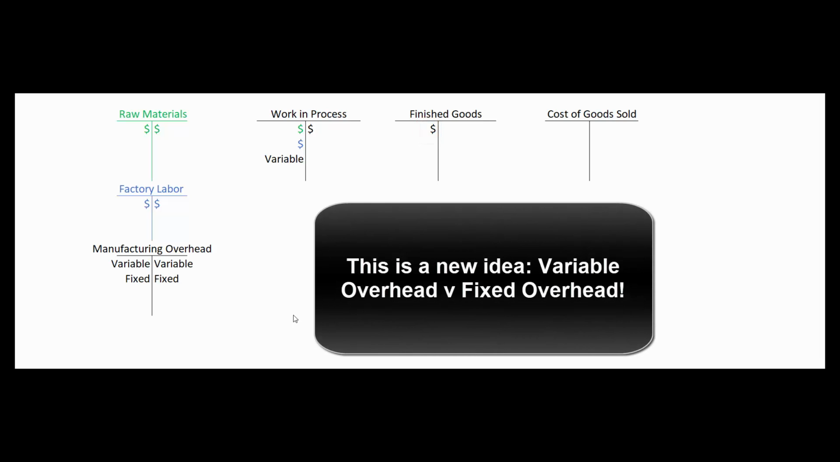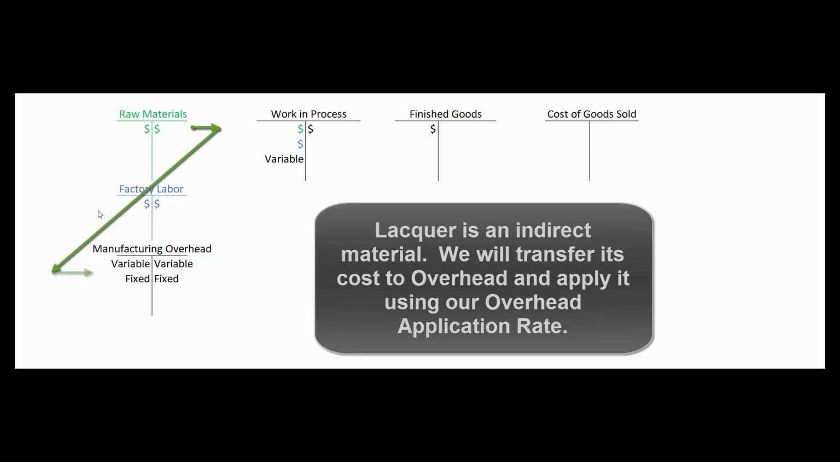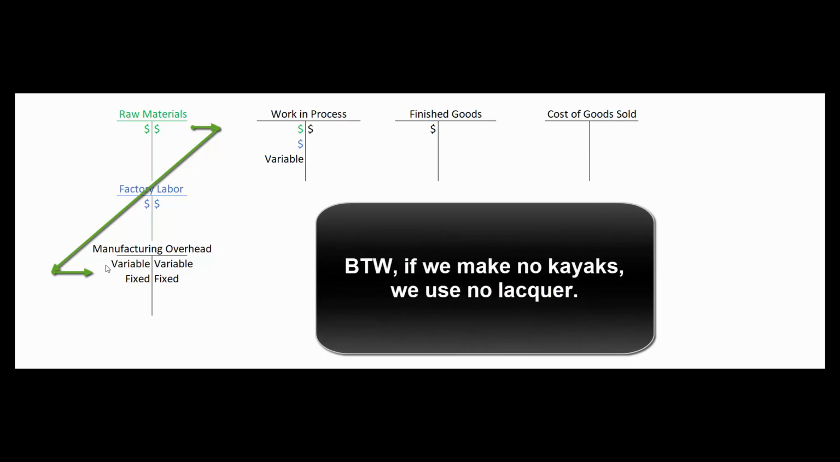What if instead we broke our manufacturing overhead into two categories, variable and fixed? Suppose we make kayaks. What about the lacquer we put on the kayaks? That's a variable overhead cost. It's a material, but it's too small and too difficult for us to track, so we'll take that and move it into overhead, and we'll apply it using our overhead application rate.